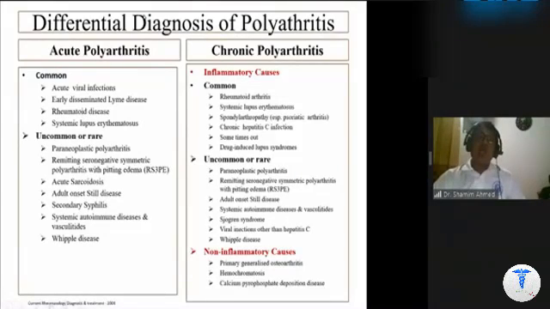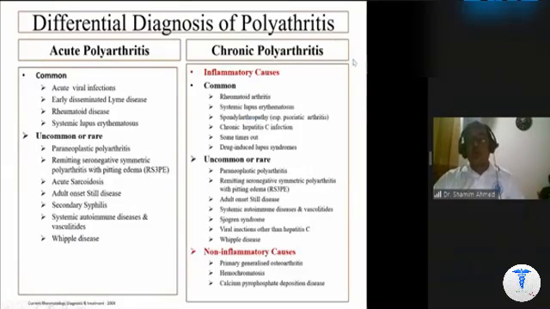Now, acute polyarthritis may be due to acute viral infection, early disseminated Lyme disease, rheumatoid arthritis, systemic lupus erythematosus, or spondyloarthritis. But there are uncommon causes like paraneoplastic arthritis, acute sarcoidosis, adult Still's disease, secondary syphilis, systemic autoimmune disease or vasculitis, and also Whipple's disease.